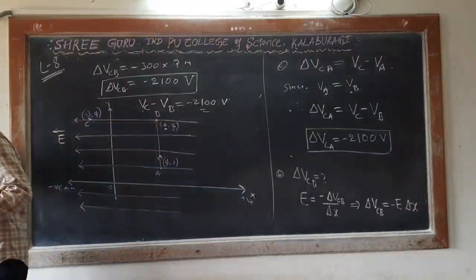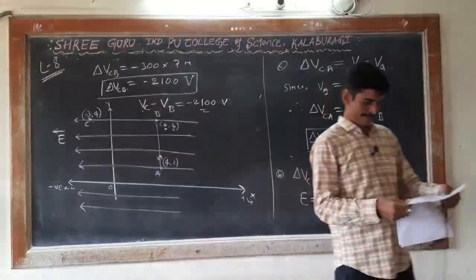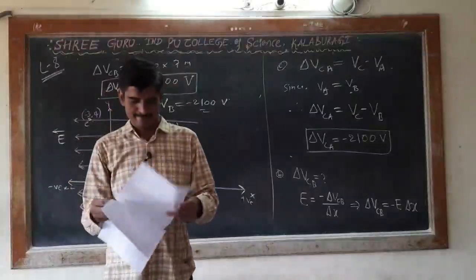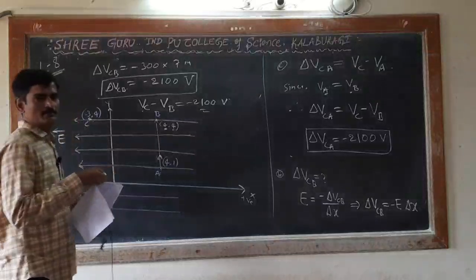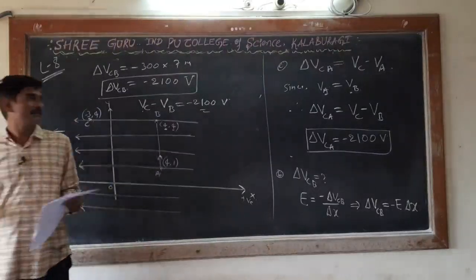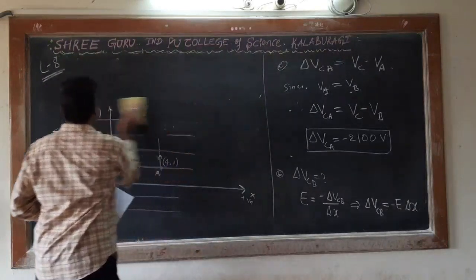So now the next problem. Write the next problem. This is homework. Next problem is homework. Write down 3 points. This is homework, like this one.